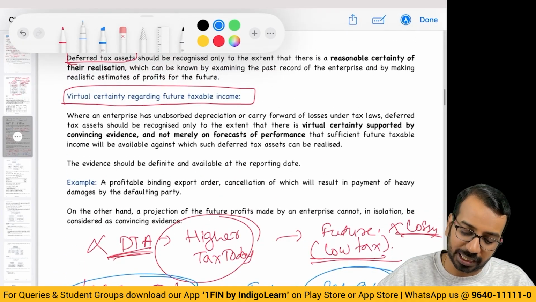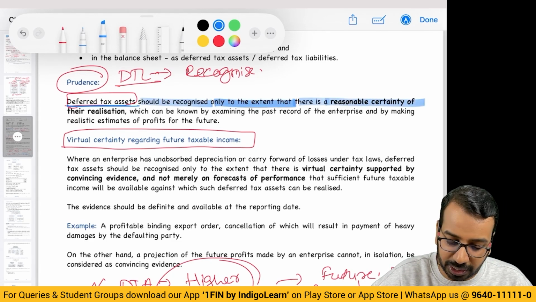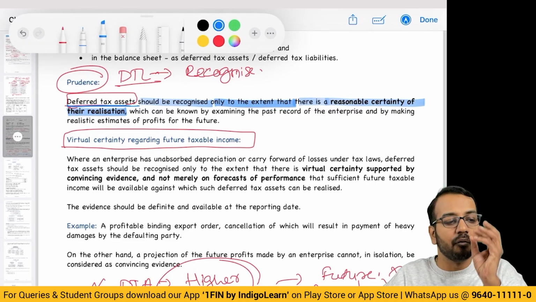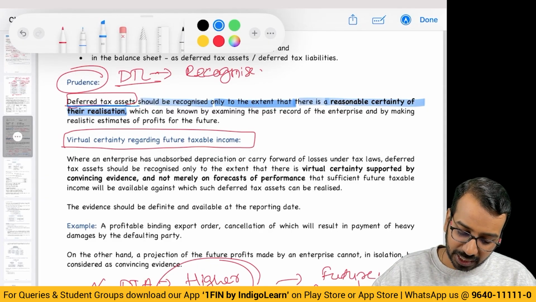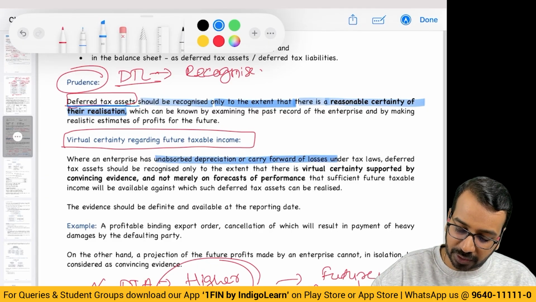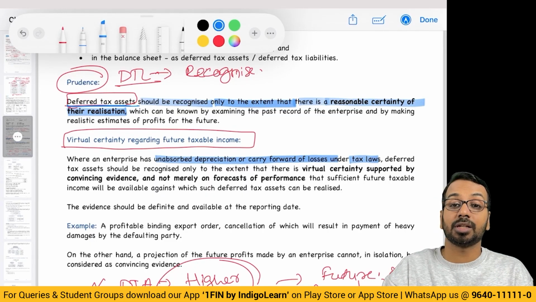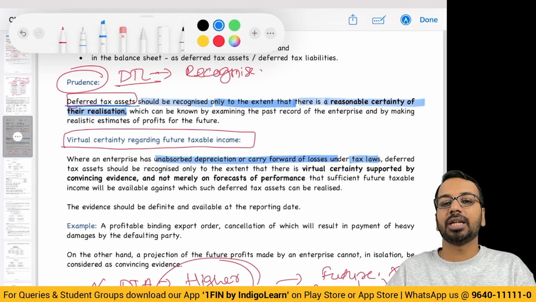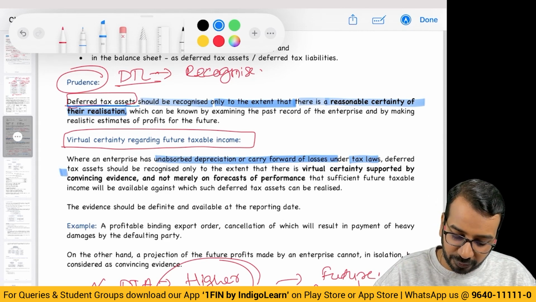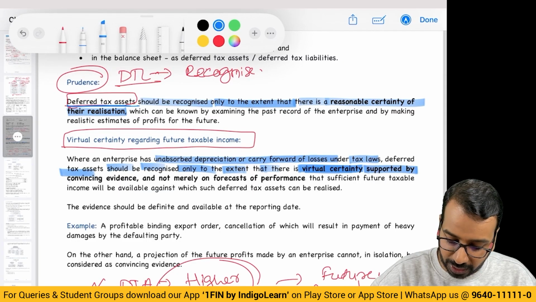So the concept of prudence says that if I am recognizing DTA, it should be recognized only to the extent that there is a reasonable certainty of its realization. So I have to see whether I can realize the asset, only then can I recognize DTA. That's the first thing. Second, if an enterprise has unabsorbed depreciation or carry forward of losses under the tax laws, as I told you, in future I will have to pay less tax, and hence I have to create a deferred tax asset, right? Deferred tax asset should be recognized only to the extent that there is a virtual certainty supported by convincing evidence.